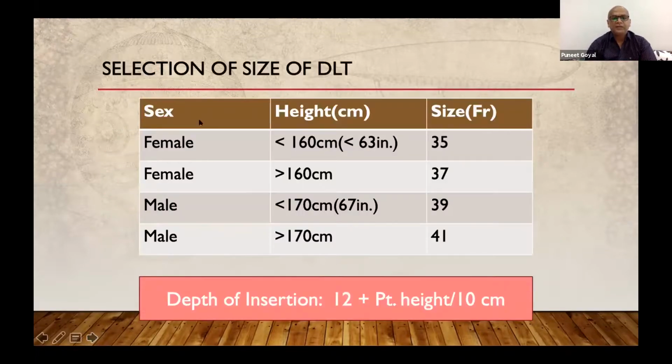And then this is a rough estimate based on height and gender. Female patients less than 160 centimeters, 35 French tube. More than 160 centimeters, 37 French tube. Male patient less than 170 centimeters, 39 French, and male more than 170 centimeters, 41. And depth of insertion is equal to 12 plus patient height divided by 10. So these are the various formulas.